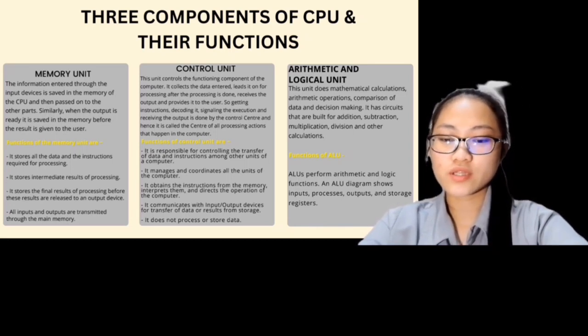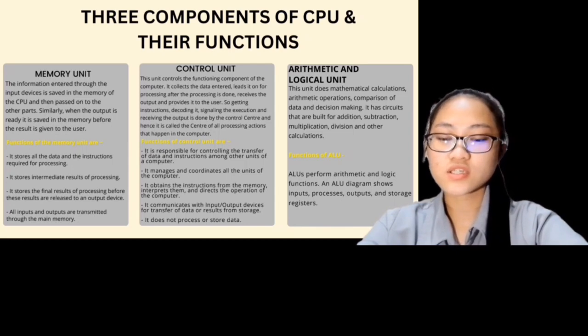Secondly, control unit. This unit controls the functioning components of the computer. It collects the data entered and sends it on for processing. After the processing is done, it receives the output and provides it to the user. So getting instructions, decoding them, signaling the execution, and receiving the output is done by the control center, and hence it is called the center of all processing actions that happen in the computer.